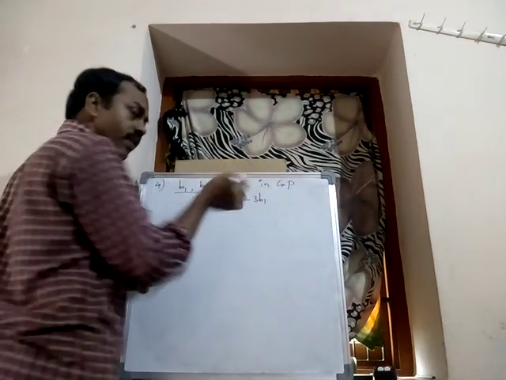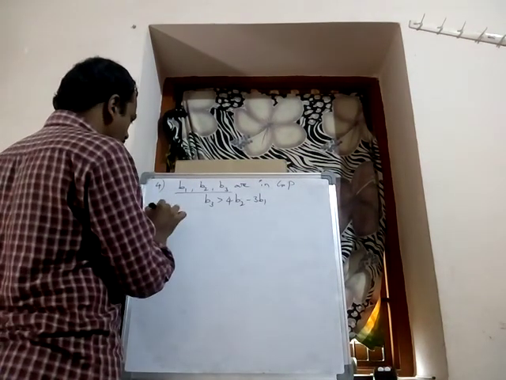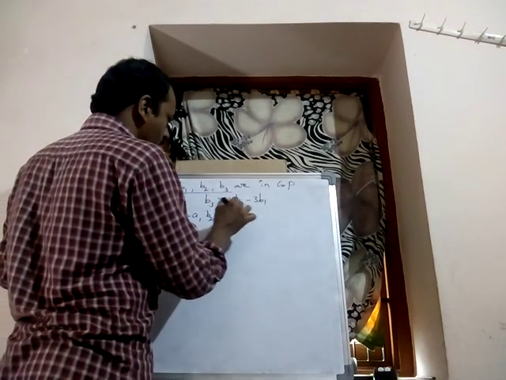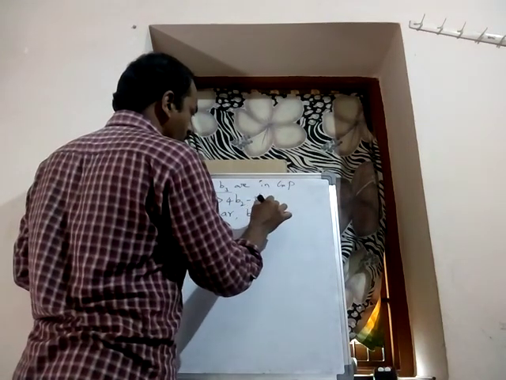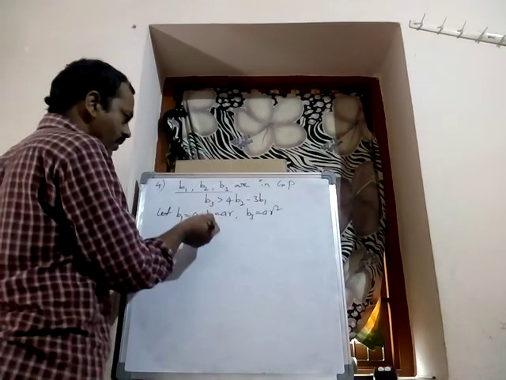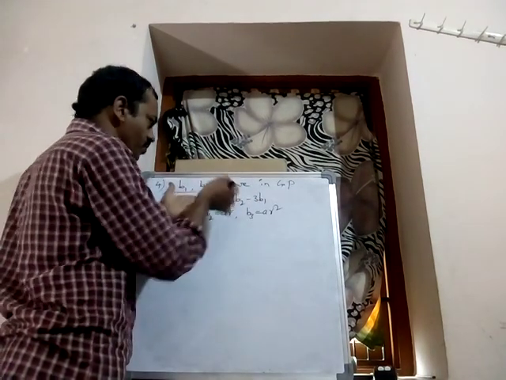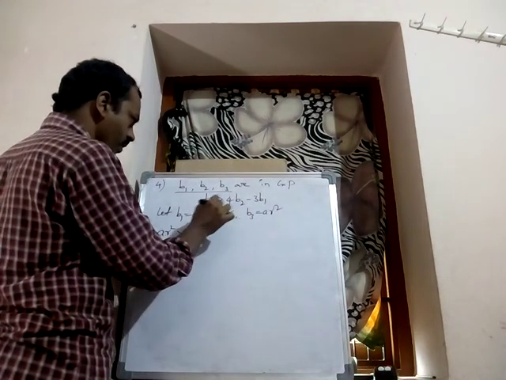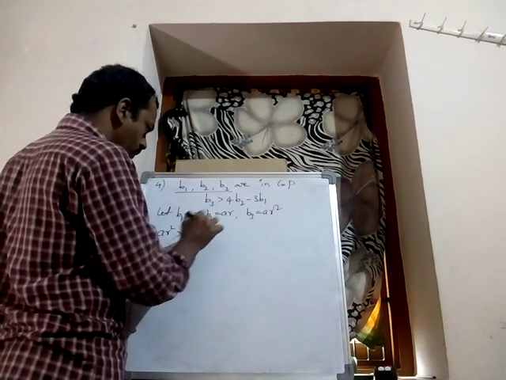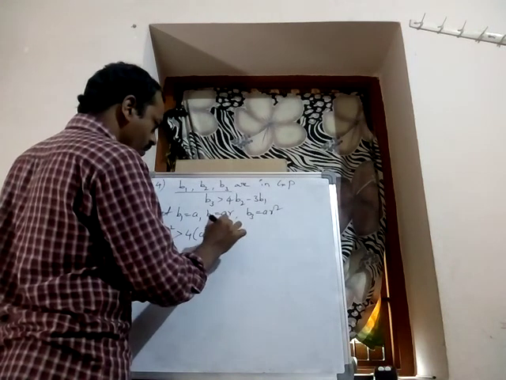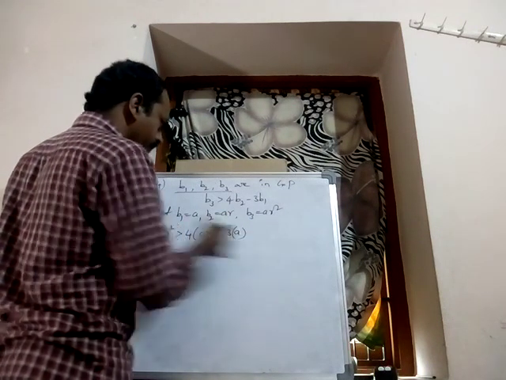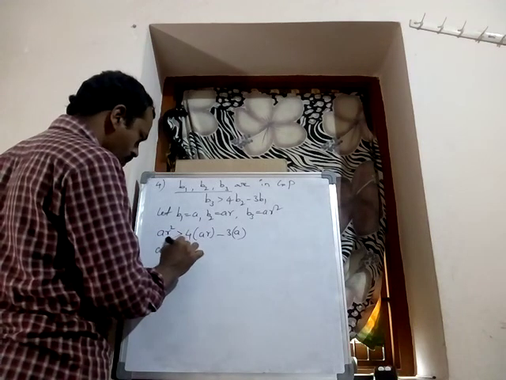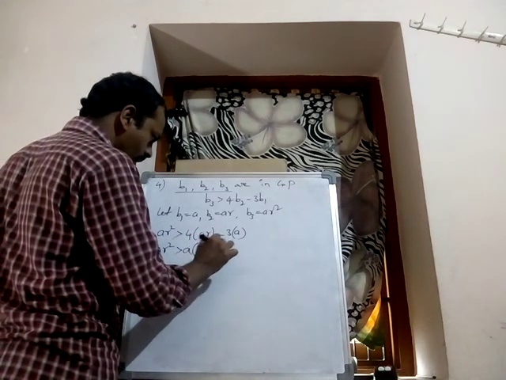So here these three terms are consecutive terms. So that's why let B1 is equal to A, B2 is equal to AR, B3 is equal to AR square. Taken as like this. Now these values are substituted here. B3 AR square is greater than 4 into B2 AR minus 3 into B1 A. So AR square is greater than, by taking common A, 4R minus 3.